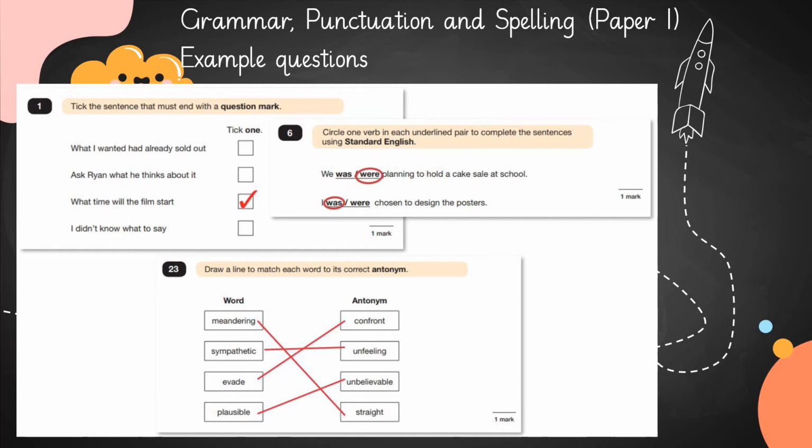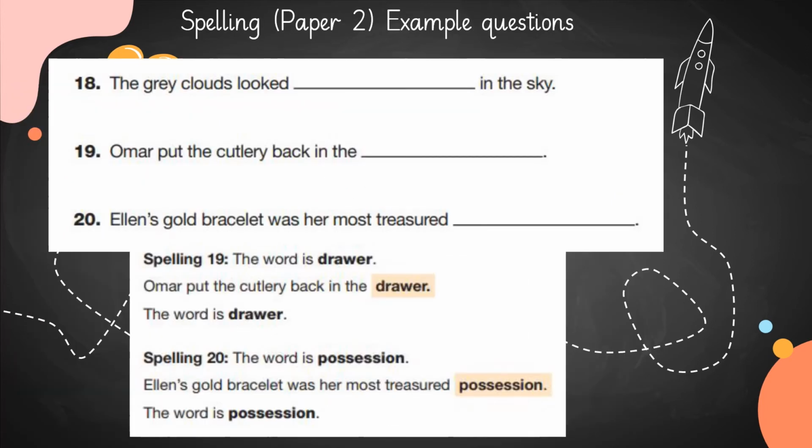There is also an example of a spelling Paper 2 example question. For example, question 18, the grey clouds looked blank in the sky. They would need to write in the spelling for how the grey clouds looked. Or 19, Omar put the cutlery back in the blank. They would have to spell the word draw accurately here. The children will be given 4 opportunities to hear the spelling that they need to spell.